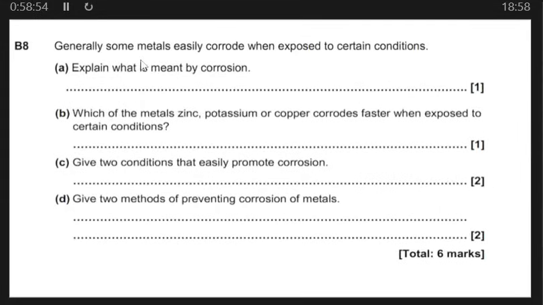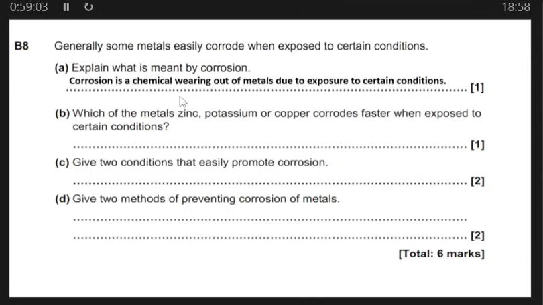B8 says generally some metals easily corrode when exposed to certain conditions. So explain what is meant by corrosion. So corrosion is a chemical wearing out of metals due to exposure to certain conditions. Yeah, so when metals are exposed to certain conditions, then they undergo a wearing out process called corrosion. Then B says which of the metals, zinc, potassium or copper, corrodes faster when exposed to certain conditions. Actually, the answer is potassium here. Then they're saying give 2 reasons.